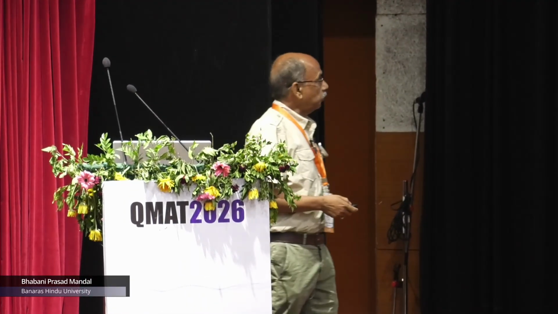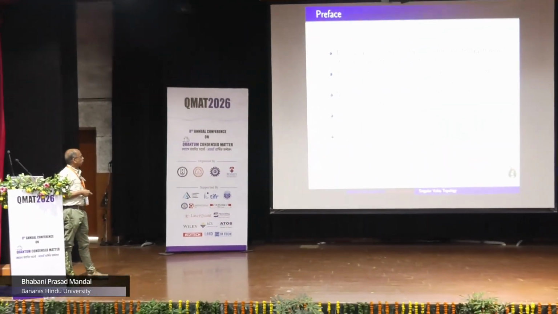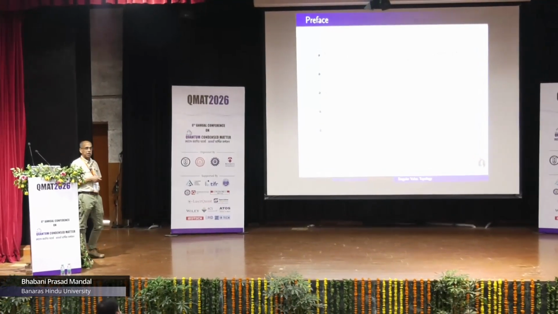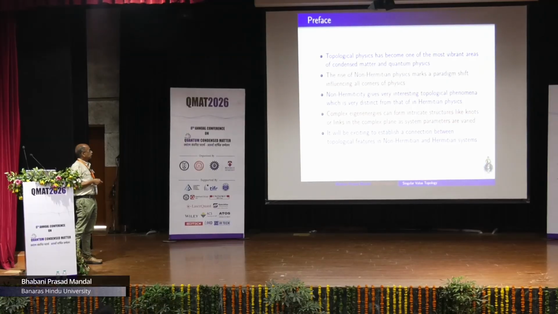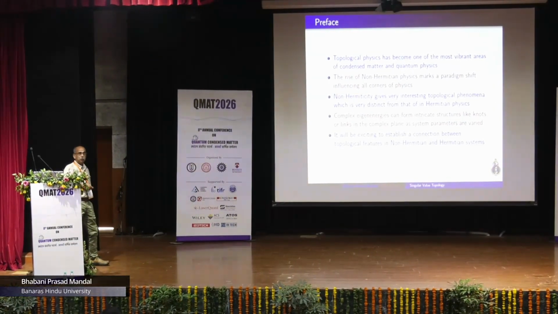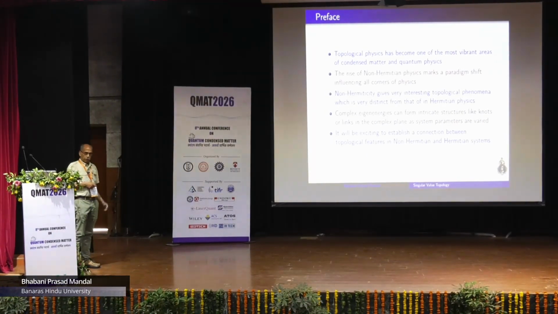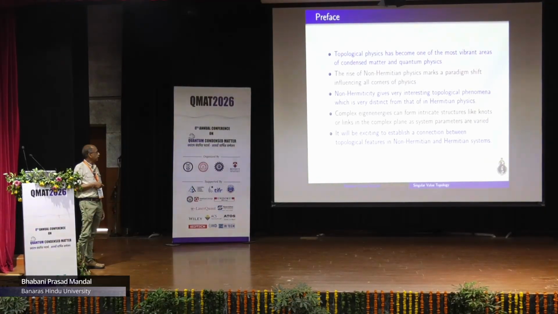Okay, so topology, as you know, is one of the most important and vibrant areas in condensed matter and quantum physics. On the other hand, the rise of non-Hermitian physics makes a paradigm shift in all corners of physics. Non-Hermiticity gives very interesting topological phenomena which are different from those in Hermitian physics. Particularly, a non-Hermitian system has complex energies, and they integrate structures like knots and links, a collection of knots in the complex plane as the system parameters are varied.